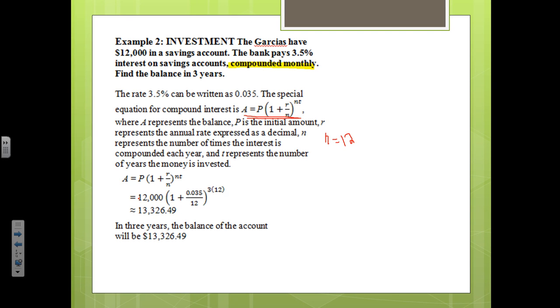So let's plug this into the equation. We would have 12,000 times (1 plus 0.035 divided by 12) raised to the 3 times 12 power. When we simplify that down, we get $13,326.49. So in 3 years, the balance of the account will be $13,326.49.